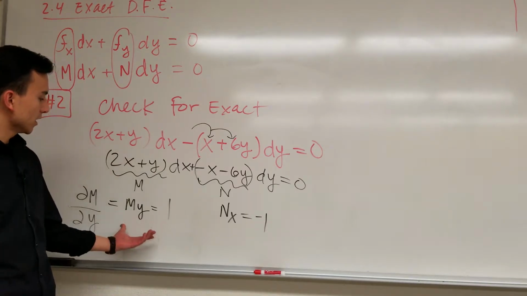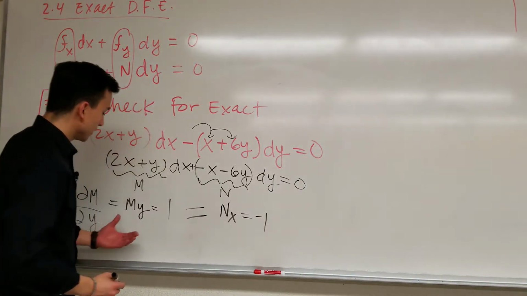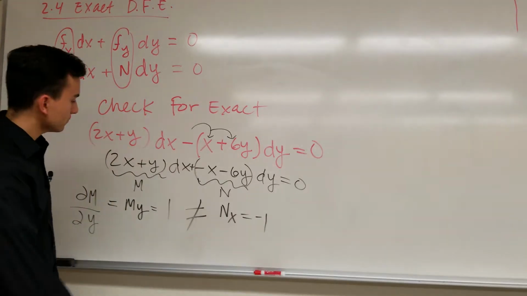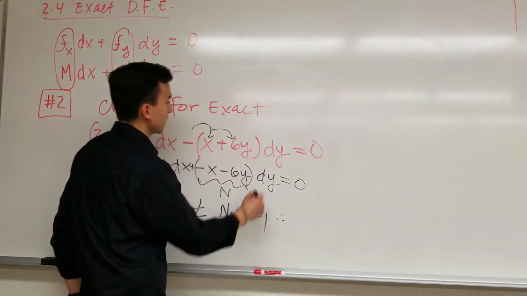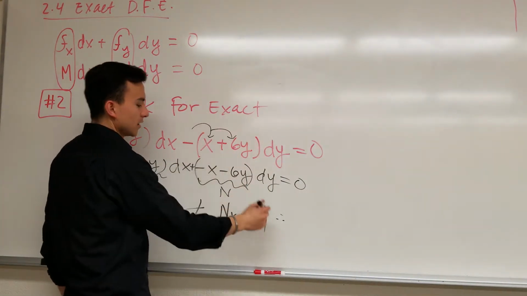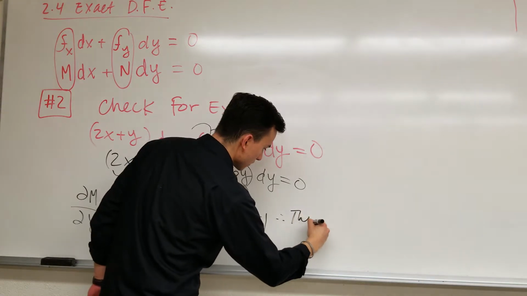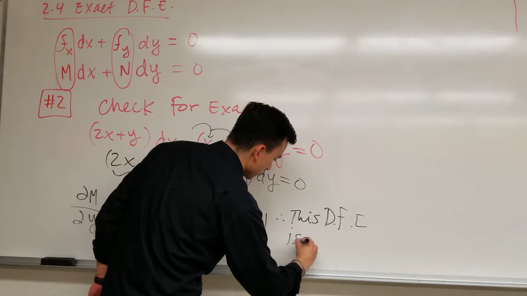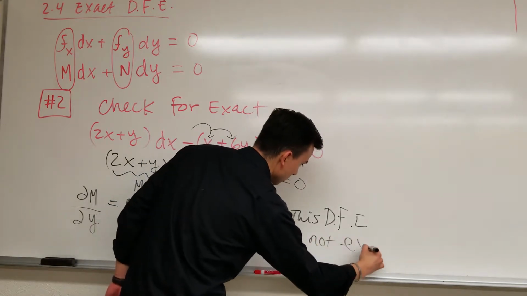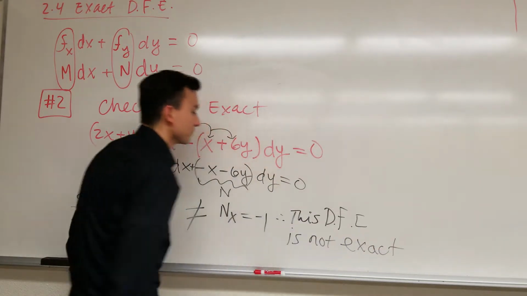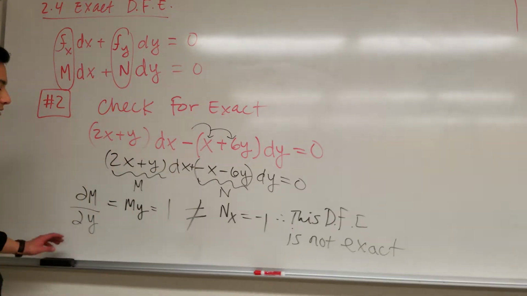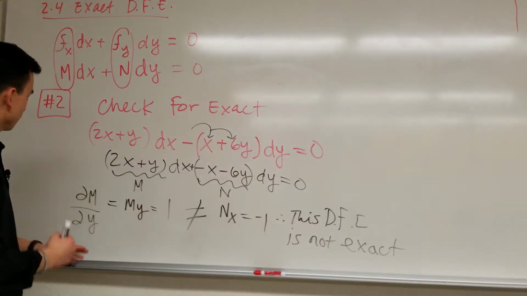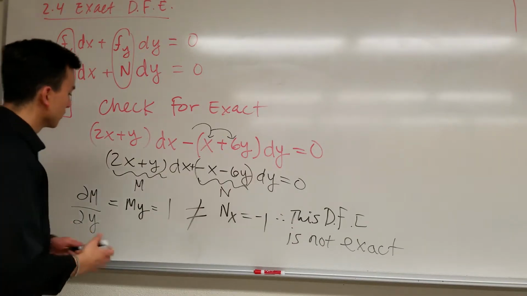Okay, so if we could see now, well, these two partials are definitely not equal. So therefore, to answer this question right here, this differential equation is not exact. It's not exact because the partials aren't equal to each other. Okay? So that's pretty simple.